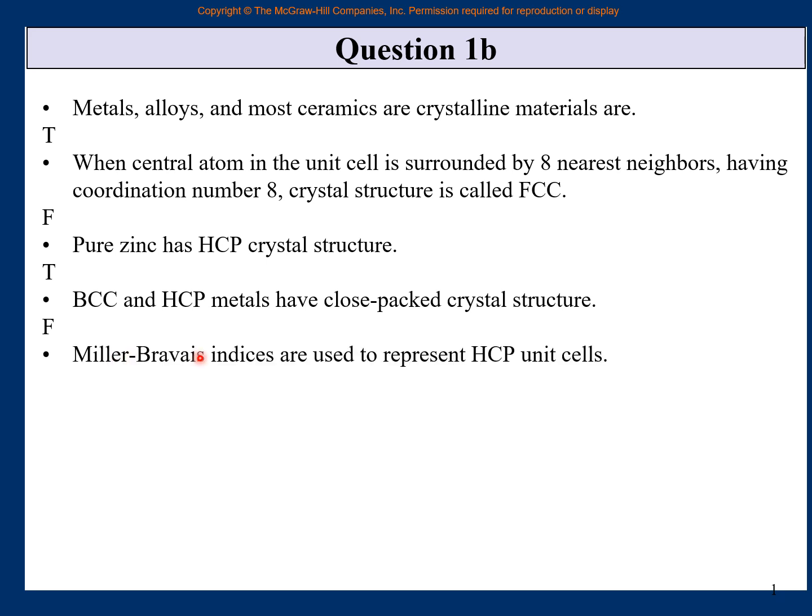And here, Miller-Bravais indices are used to represent HCP unit cells. Some of you may say that this is outside of the course for now, because in HCP we were not doing the planes and the directions and so on, but as a piece of common knowledge: for cubic ones, BCC and FCC, when you are dealing with planes, they are called Miller indices, only Miller indices. But by the time HCP came, another scientist also came, so they are called Miller-Bravais indices when we are talking of planes of HCP unit cells. So this is very true.